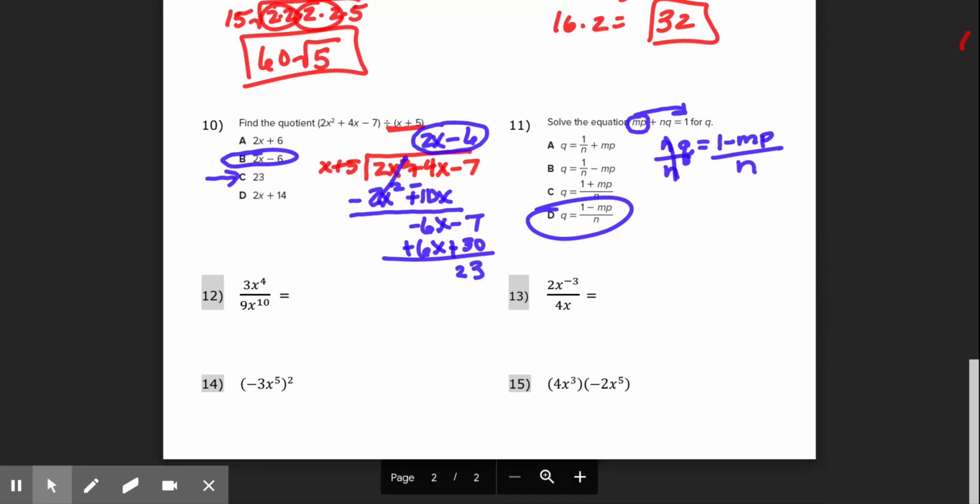Ooh, exponents. Okay. 3 divided by 9. So this is a 1, this is a 3. And then, so you have to have a placeholder up here. And then we'll have our 3. X to the, you can subtract your exponent. So 10 minus 4 is 6. Those remaining 6 will be left in the denominator. All right, number 13. Let's see, 2 and 4, that's 1 half.